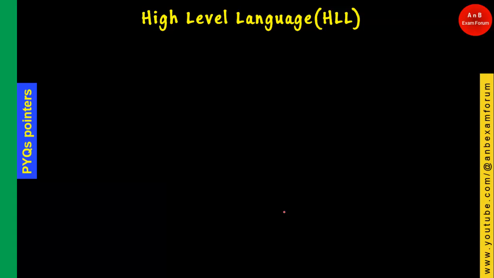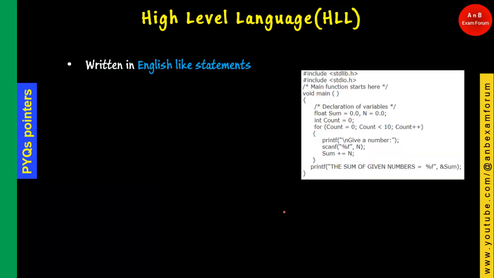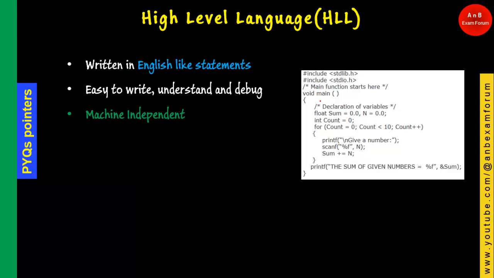The next level language is high level language. It is the topmost, where it is written in English-like statements. So if you see, this is one code which is written in C language, so it is very easy to understand what it does, and you can easily debug this program, and it is machine independent.